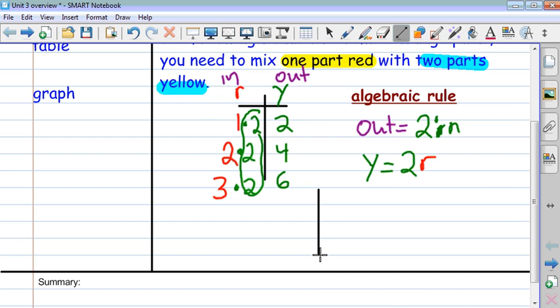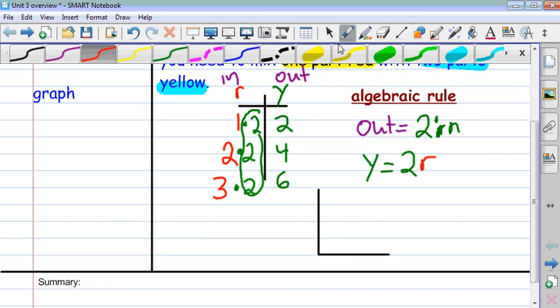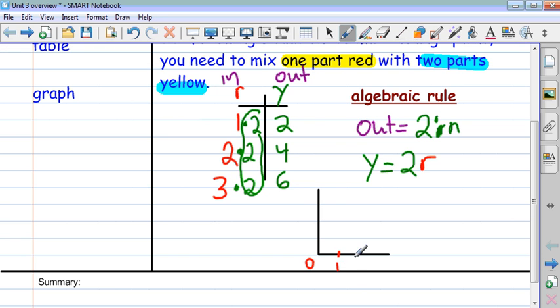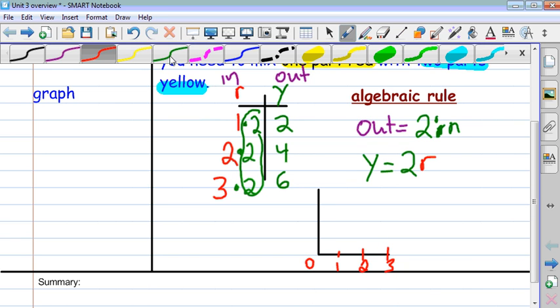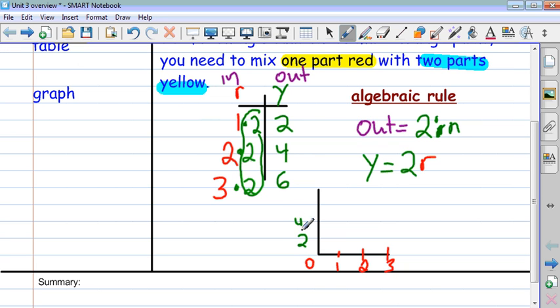We have our output, which is the up and down line, or y-axis, and we have this left and right line, which is called our input, or x-axis. I'm going to number this from 0, 1, 2, and 3. And again, it's not exact, but that's just how I have it. And the other one, I'm going to count by 2s. So 2, 4, and 6.